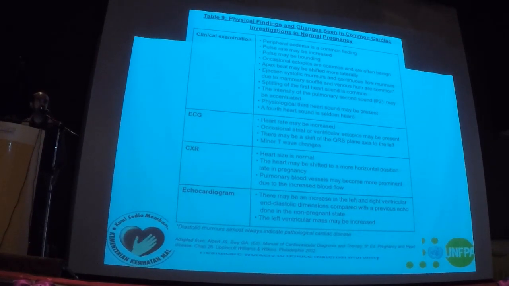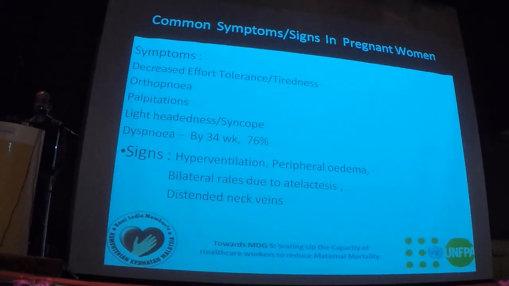Minor T-wave changes, we always get almost breathless O&G MOs calling us, saying the patient is having T-wave changes in V1, V2. These are very much physiological actually. And on echocardiogram, you find an increase in the left and right ventricular end-diastolic dimensions compared with the previous echoes. And the left ventricular mass may be increased.